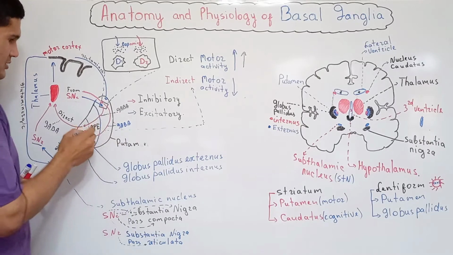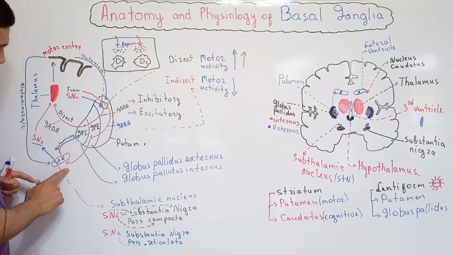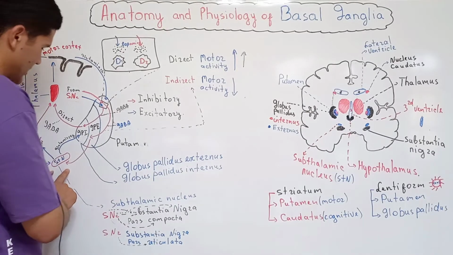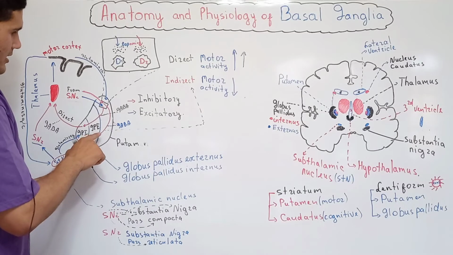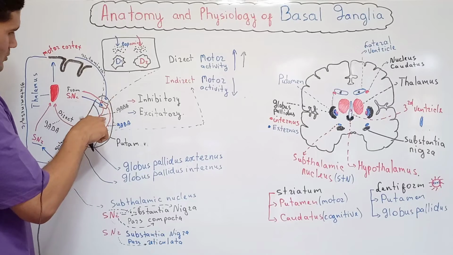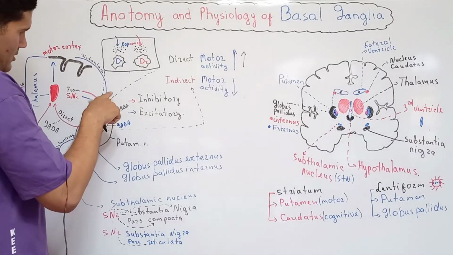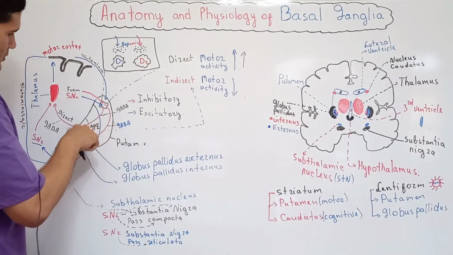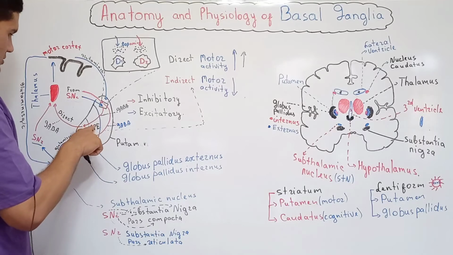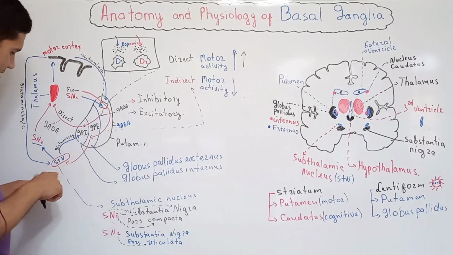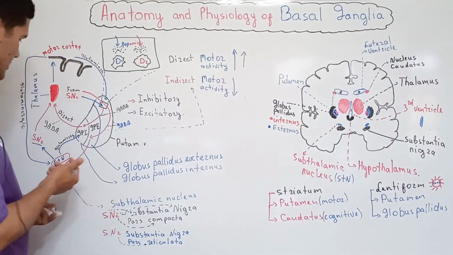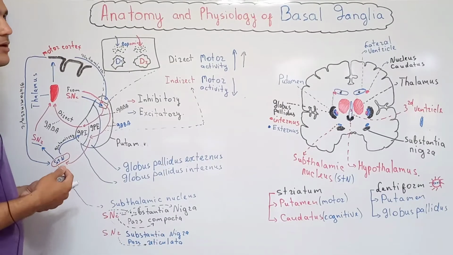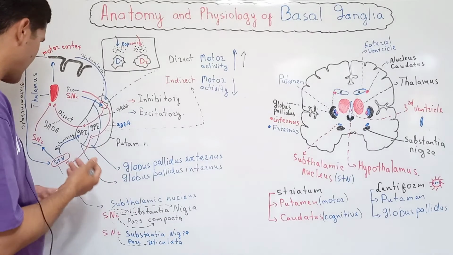The globus pallidus externus' main function is inhibiting the subthalamic nucleus. Okay, the subthalamic nucleus is inhibited via the globus pallidus externus. When the motor cortex stimulates the putamen, it inhibits the globus pallidus externus. When the globus pallidus externus is inhibited, the subthalamic nucleus is out of inhibition. It means the subthalamic nucleus can act and perform its function properly.